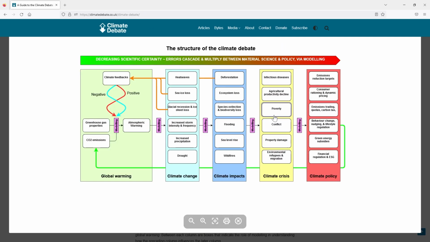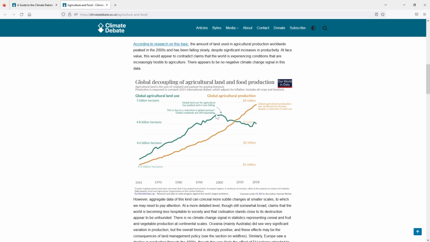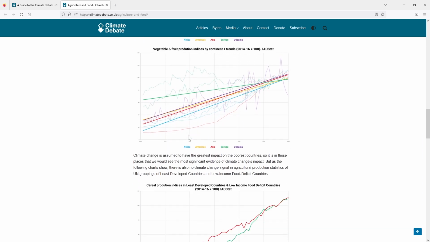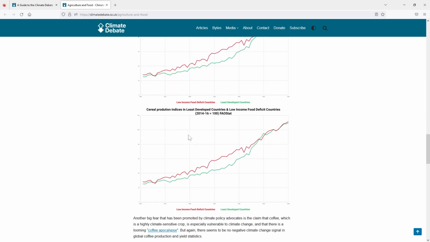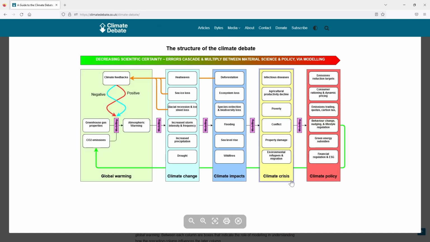Or we might want to look at the claims that climate change is causing a decline in agricultural productivity. And again, it turns out that in most parts of the world, in fact, all parts of the world, agricultural productivity is not in any kind of serious decline. On the contrary, many countries, even in the poorest parts of the world, are getting better at producing their own food. So there's very little evidence in the climate crisis category, but it is the climate crisis category which lends itself most to demands for climate policy.